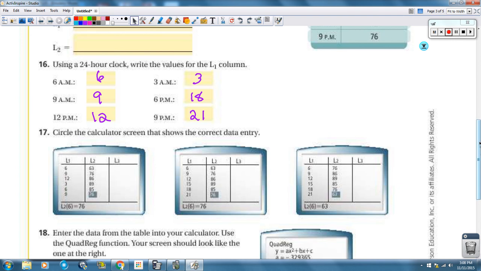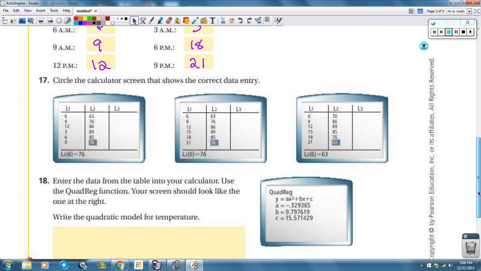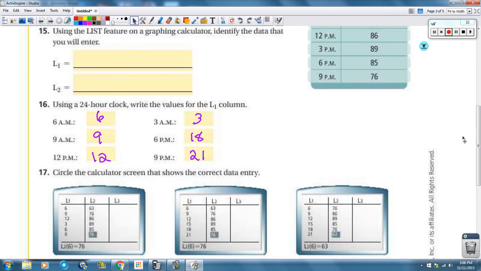Okay, so then you want to circle the correct one that shows the one you're going to do. So these will be really easy notes. And then once you get it in, you're going to get those in. And notice this is what you're going to plug it in. And then it's going to give you the equation.